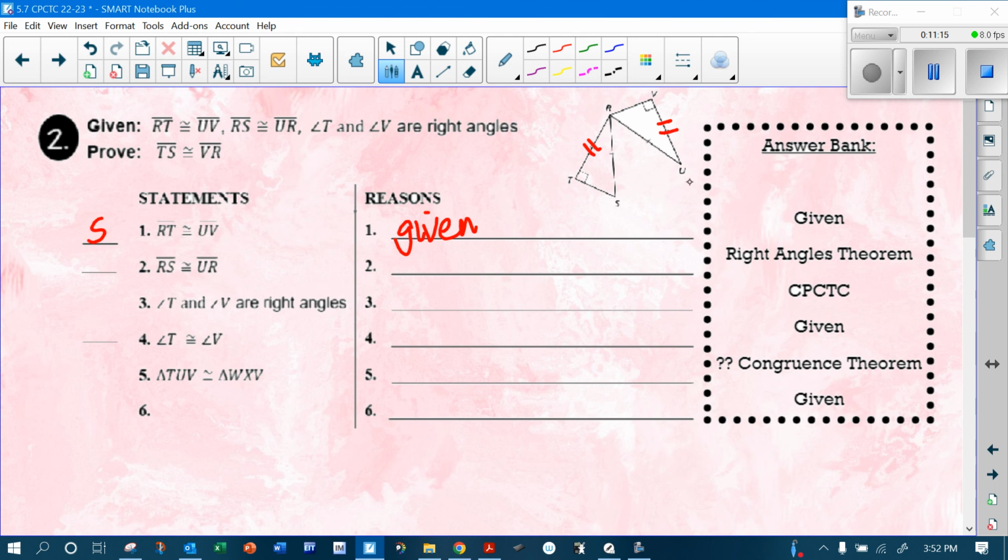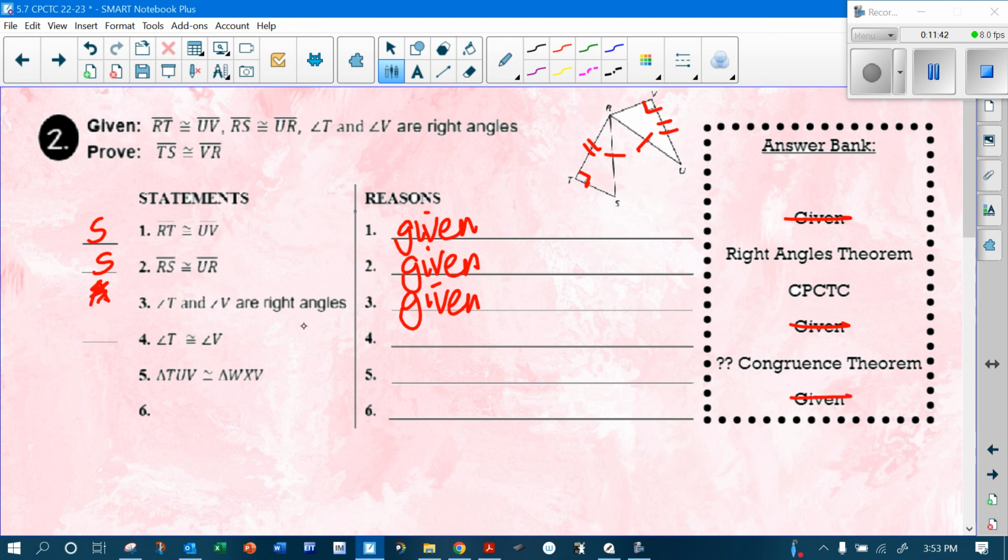RS is congruent to UR. RS, UR, this is also given. So it looks like they have given me a lot of information. This is also a side. Angle T and angle V are right angles. This is also given.